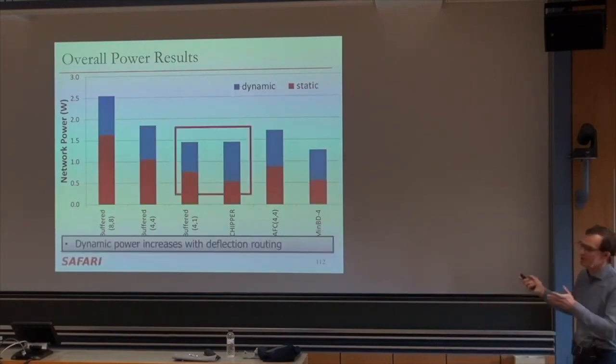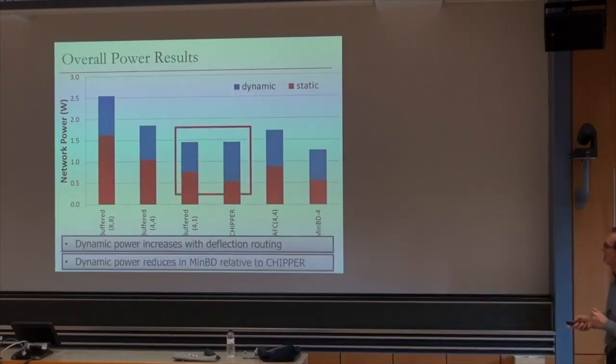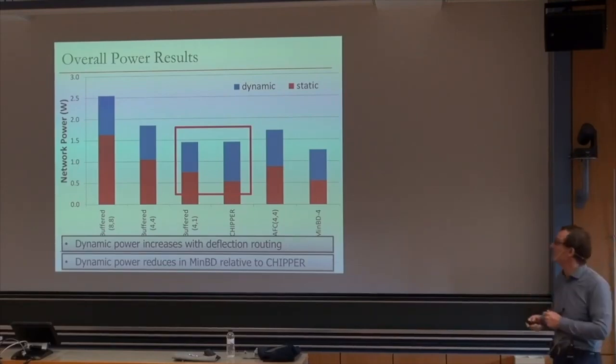So dynamic power increases with deflection routing, of course, right? That's another way of looking at these power results, dynamic versus static. Clearly, deflection routing increases the dynamic power, but dynamic power reduces when you add the side buffer and reduce the deflection rates.